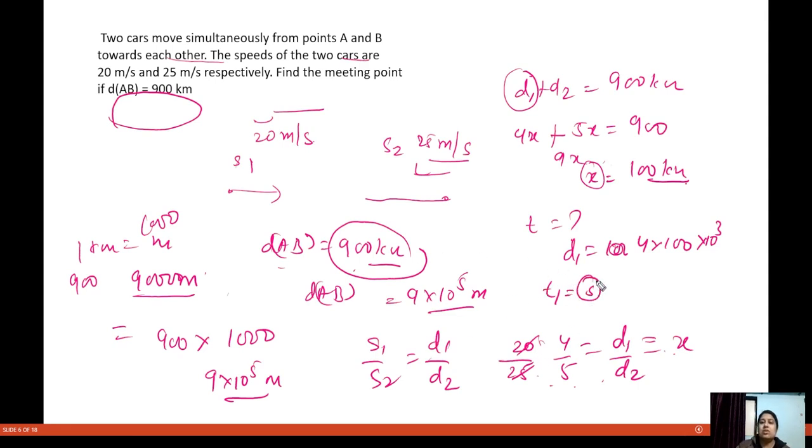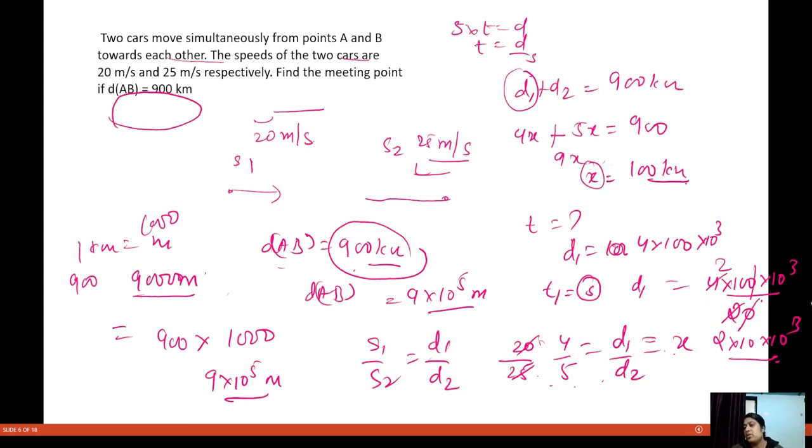Obviously, speed into time is equal to distance, so time is equal to distance upon speed. Now car c1 is traveling at 20 meters per second. So you have 4 into 100 into 10 to the power 3 divided by the speed, 20 meters per second. This and this cancel, so you have 2 into 10 into 10 to the power 3. That is, they will meet after 2 into 10 to the power 4 seconds.